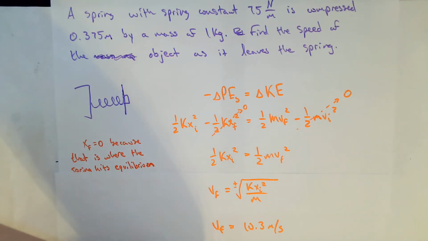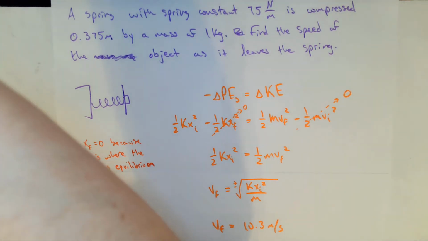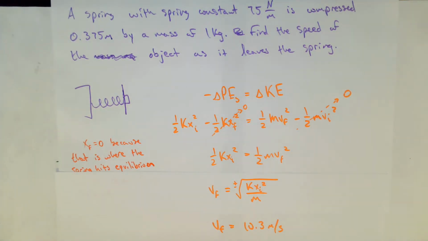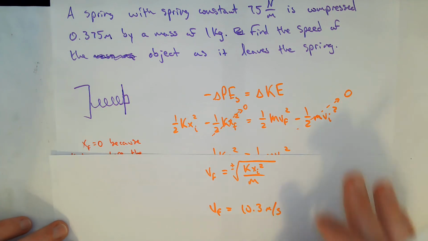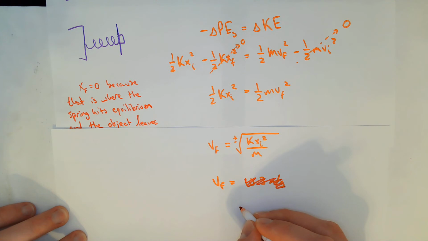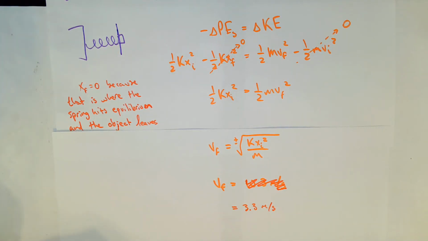Let me double check that, because I wrote that down earlier. Let me calculate it now. 75 times 0.375 squared, and then, ooh, wait, now I'm getting a different answer. Yeah, I think I may have done something wrong earlier. Yep, I'm getting a different answer. 3.25. Say 3.3. 3.3 meters per second.